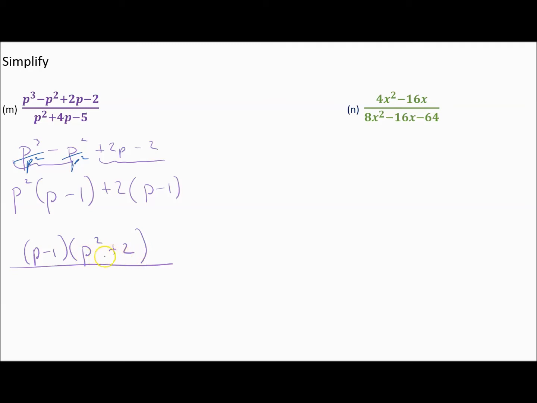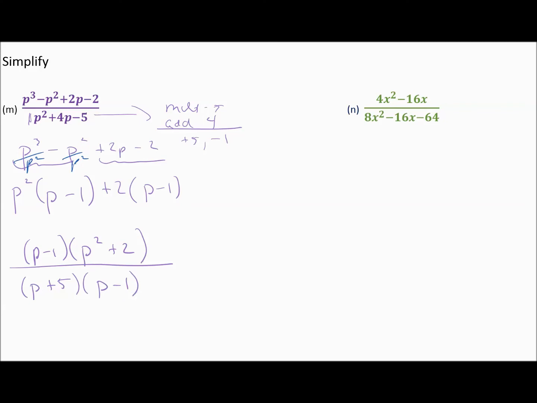Now I do need to look at the p squared plus 2 to see if it could possibly factor again, but it doesn't. First of all, it's a sum, so that's not going to factor anyway. When you have a binomial sum, it's not going to factor, not of squares. So let's move to the denominator. In the denominator, it's a trinomial with a leading coefficient of 1. Those are the easier ones. Try to find numbers that multiply to be -5 and add to be 4. Numbers that multiply to be -5 and add to be 4 would be a plus 5 and a minus 1. So that means this factors into p plus 5 times p minus 1.